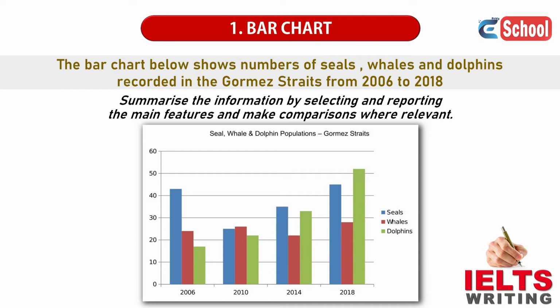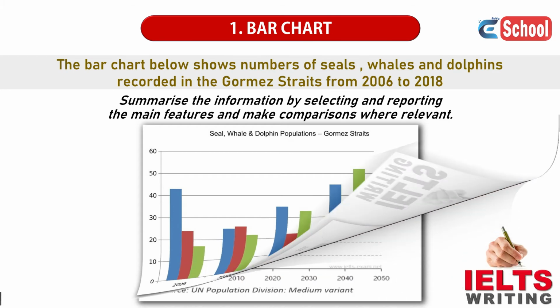The data can be presented vertically, as in this example, or horizontally. Here's a typical question. The bar chart below shows numbers of seals, whales and dolphins recorded in the Gomez Straits from 2006 to 2018. Summarise the information by selecting and reporting the main features, and make comparisons where relevant. Every question would be followed by the words, "Write at least 150 words."